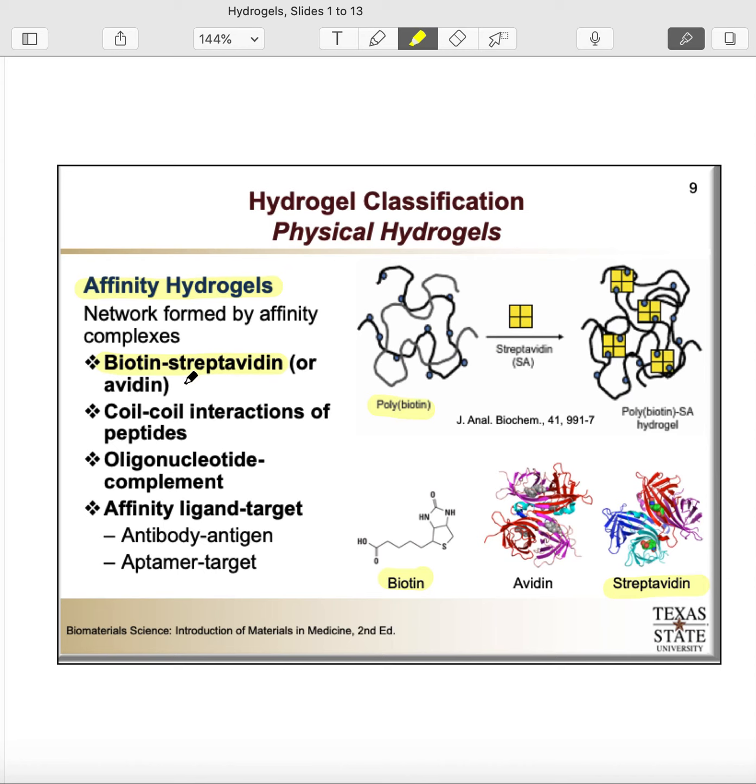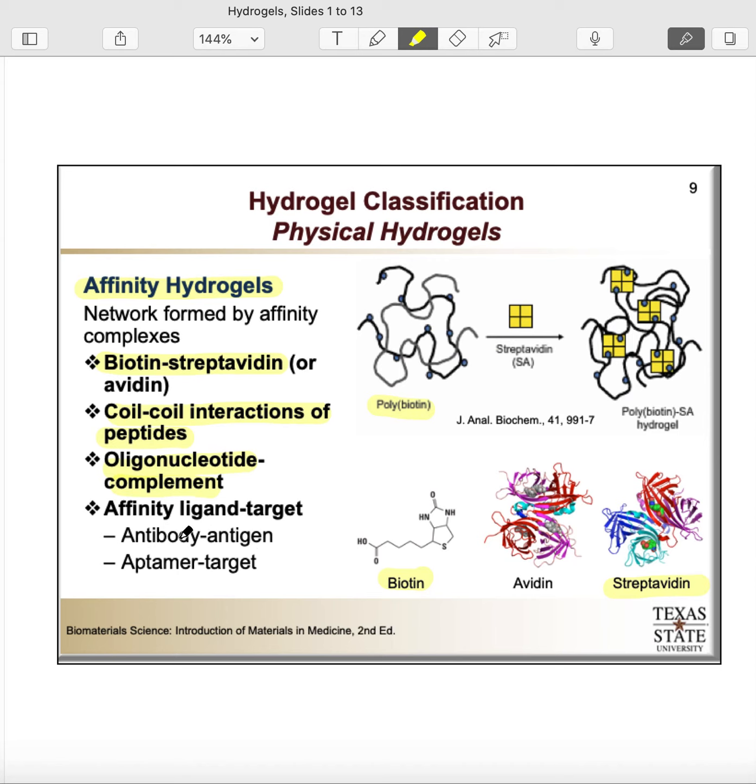All right. Other types of affinity complexes that could be utilized would be coil-coil interactions between peptides. And so you might imagine a hydrogel that is cross-linked through the utilization of polypeptides that have affinity to one another and that can coil and form hydrogen bonding between the chains. Similarly, we could utilize oligonucleotide complement interactions, which would be held together by base pairing or hydrogen bonding, basically, but that have high affinity because of the complementarity between the sequences. And then affinity ligand, such as antibody-antigen or aptamer-target interactions.